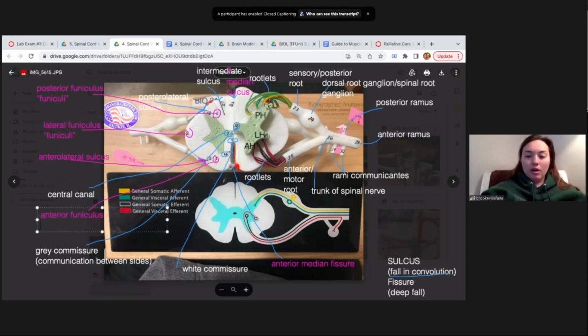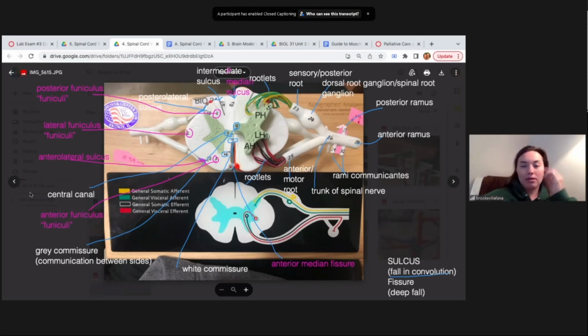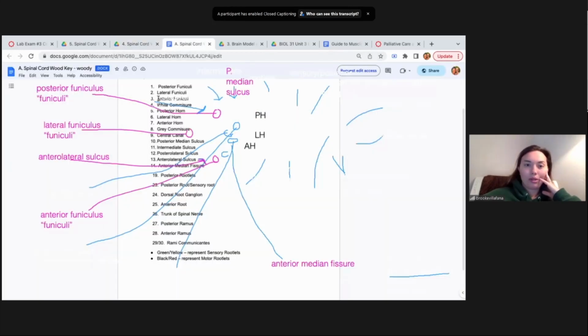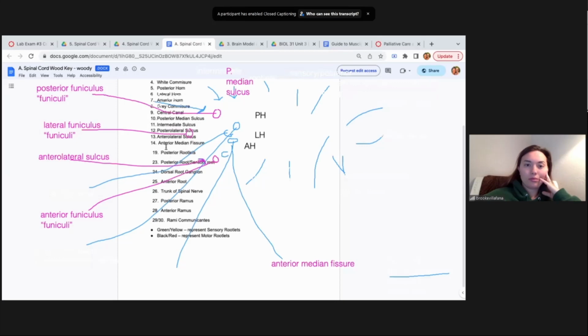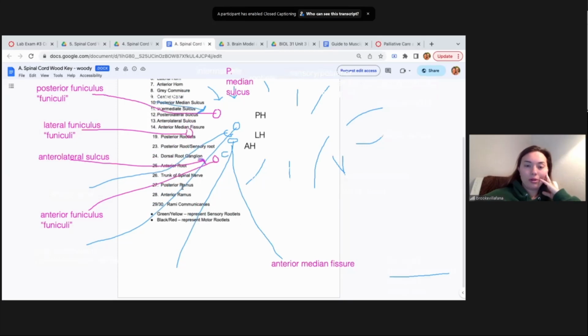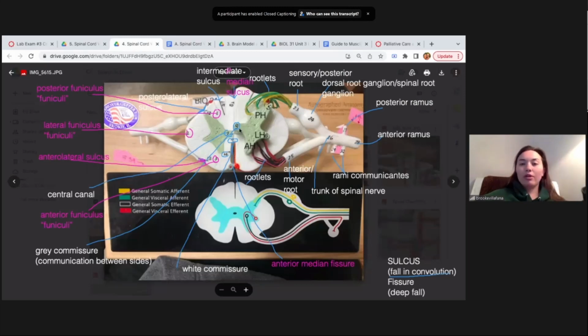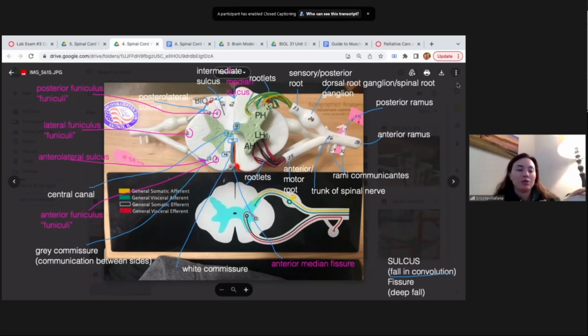All right, so that should be everything on this view of the model. So let me move it so we can see the side just in case there's anything else. Let me look at the key here. Okay, so this is everything for this model. So if you wanted to take a picture, I know it's a little bit messy, but this is everything you need to know on this model. Any questions?